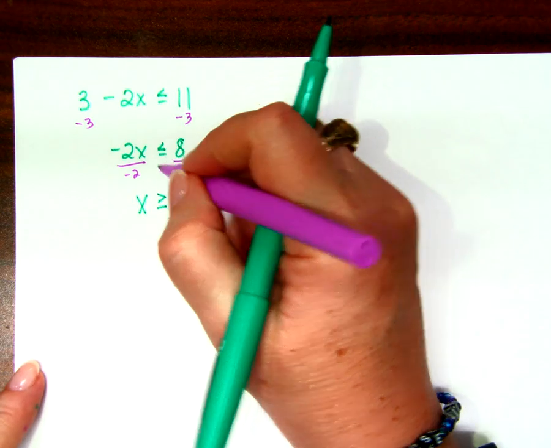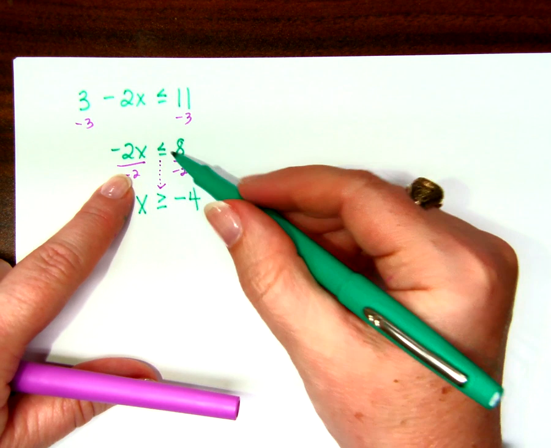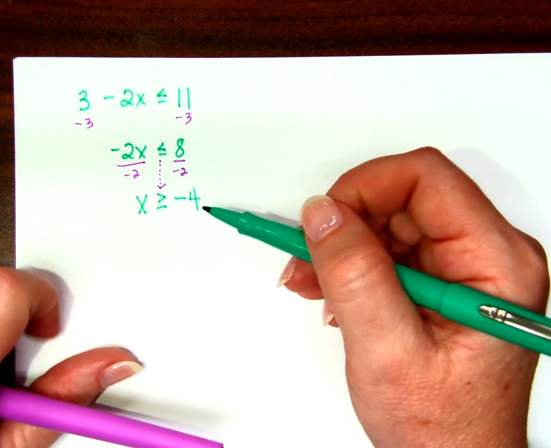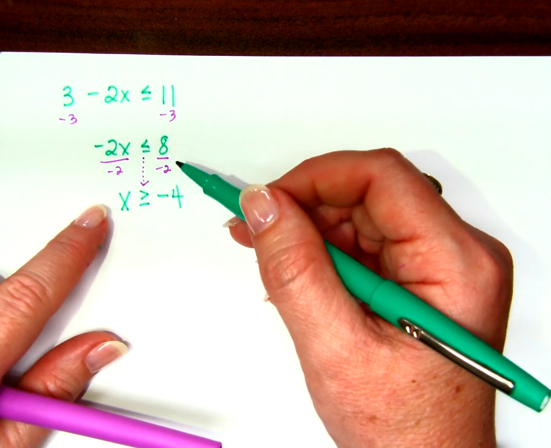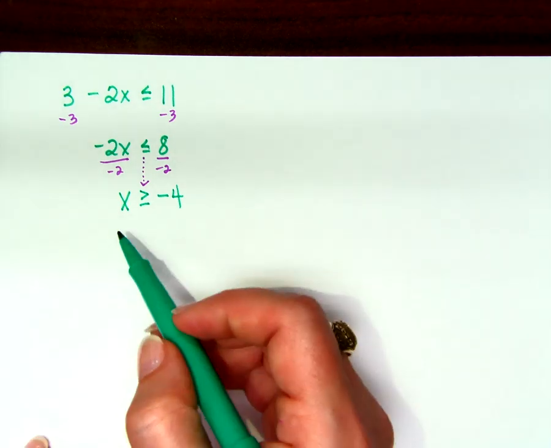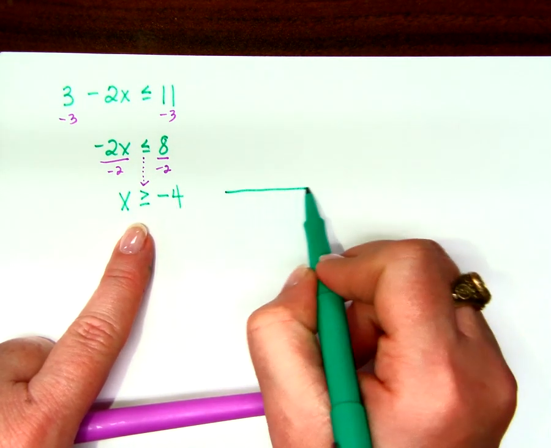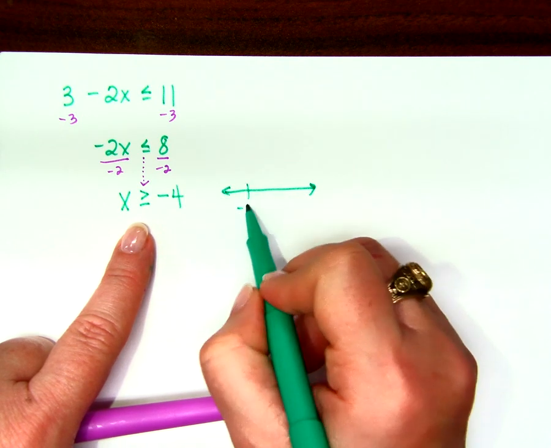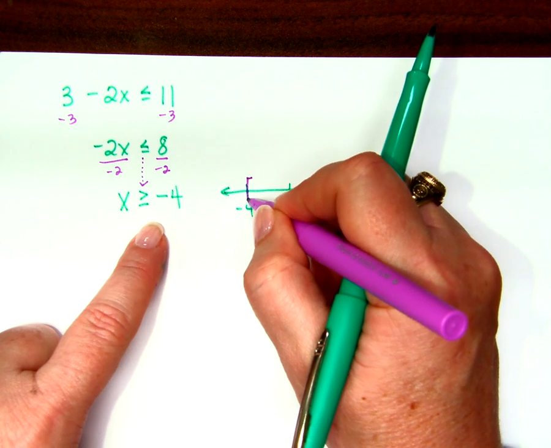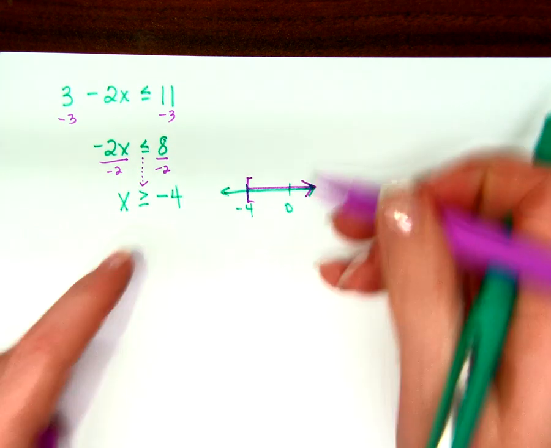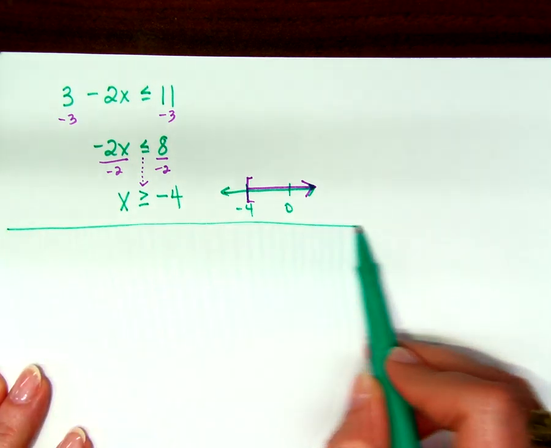Now, why did this change? I divided by a negative. When I divide by a negative number, I have to change this sign. I have to flip it around. Okay? Now, I walked you through that in Algebra 2. Do I need to walk you through again why that's true? No? You got it? Okay, good. And typically, we don't just write this. We also graph it. So here's negative 4 and here's 0. So it's everything greater than or equal to negative 4. So bracket, greater than or equal to, that way. Yes?